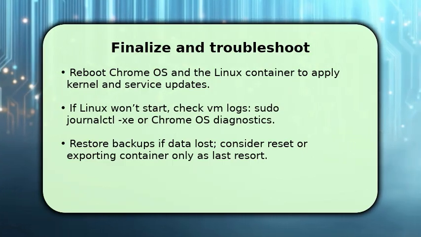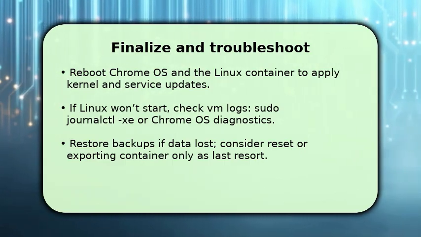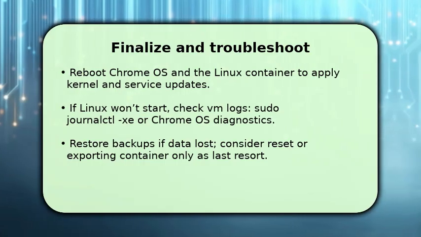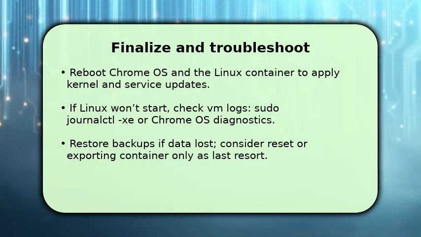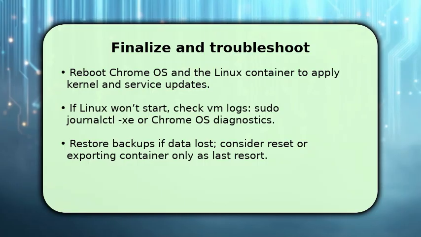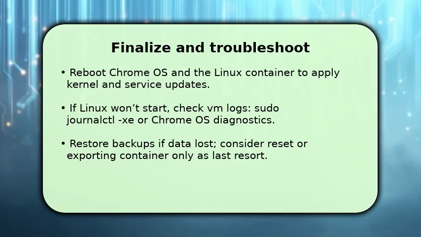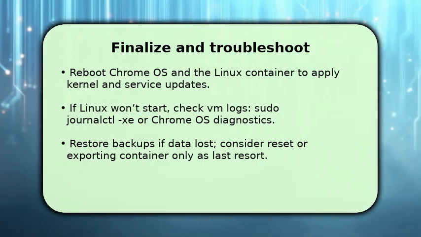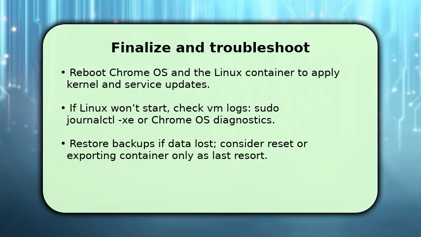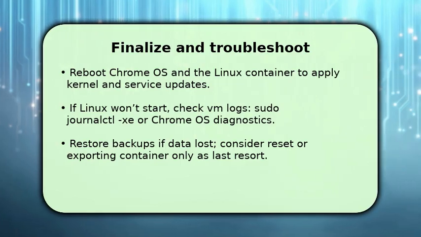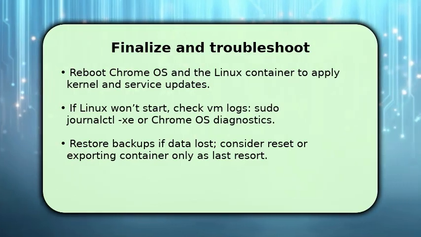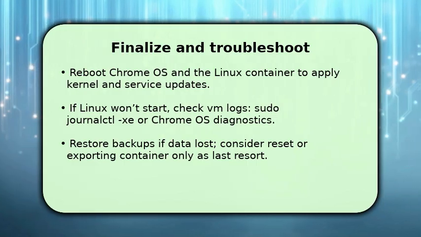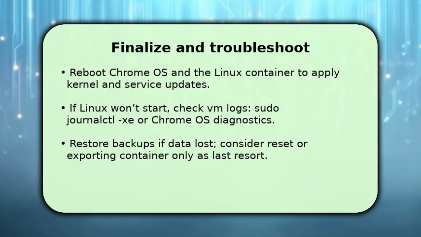If the container fails to start, check logs with sudo journalctl -xe inside terminal and review Chrome OS diagnostics. Errors often indicate missing dependencies or insufficient disk. If files appear missing, restore from your backup. As a last resort, export the container, remove it, and recreate Linux, then import your data. Troubleshoot methodically, don't reinstall.